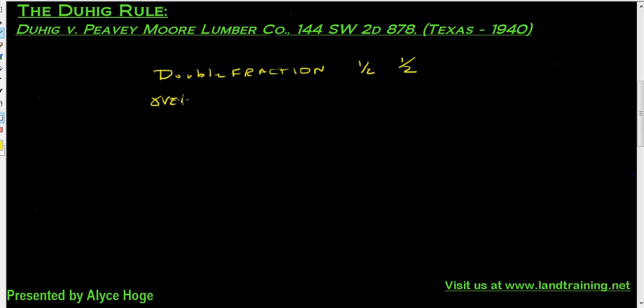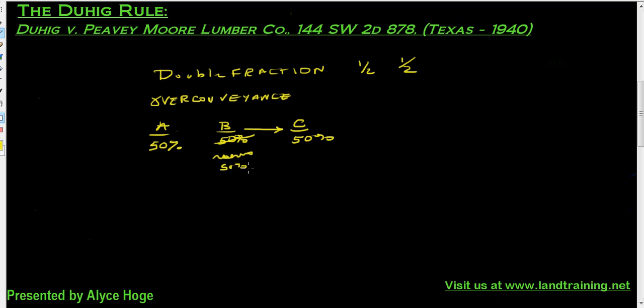And then the other one is overconveyance. An overconveyance is when you have party A owns 50%, party B owns 50%, and party B conveys his 50% to C, but reserves 50%. So if you add this up, it's 50 and 50 is 100, is 150. You can't have that. You can only convey 100% of your interest. So now we have a 150% interest. That's called an overconveyance. So the Duhig Rule is how you interpret these types of deeds when you have a double fraction or an overconveyance.